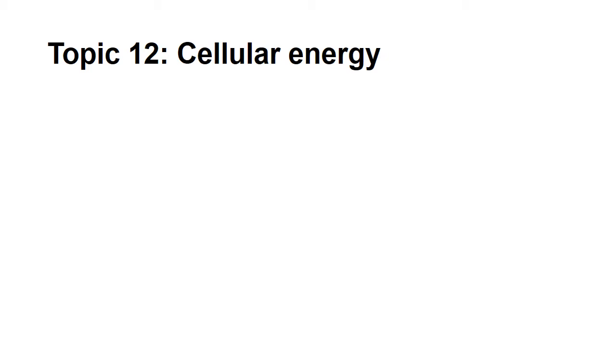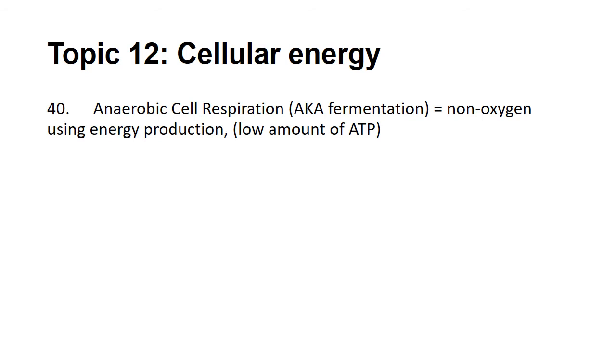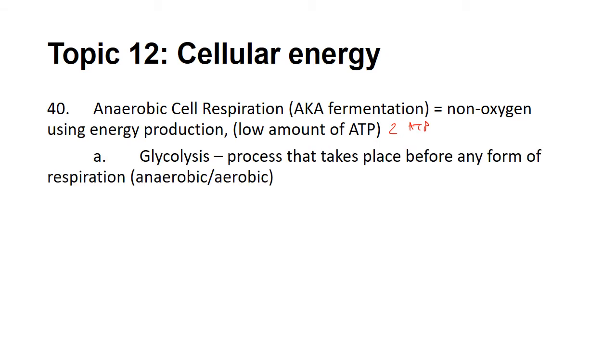Okay. So, cellular energy, we're still on the topic because we're talking about anaerobic cell respiration, also known as fermentation. This is a non-oxygen using form of energy production, which means it makes a low amount of ATP. Just as a heads up, it makes 2 ATP. And this relates to a lot of forms of respiration, which are anaerobic. We only talked about 2 in particular, I guess 3 if you want to get technical, but here we go. First one, of course, is going to be glycolysis. I just mentioned it on the last slide. It's a process that takes place before any form of respiration. Doesn't matter if it's anaerobic or aerobic, which is what that means right here. It doesn't matter if it's one of these two. It's going to have glycolysis happen first.